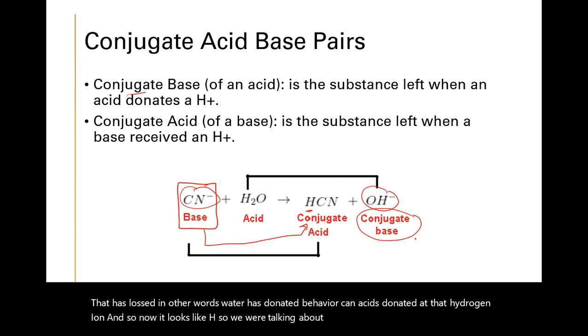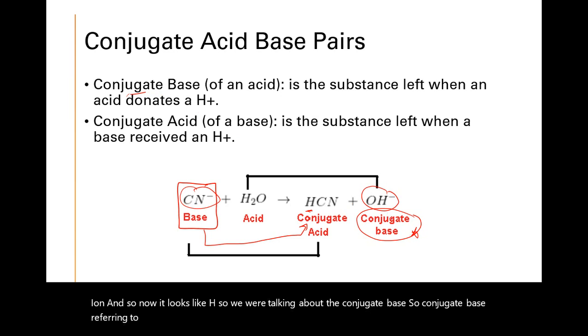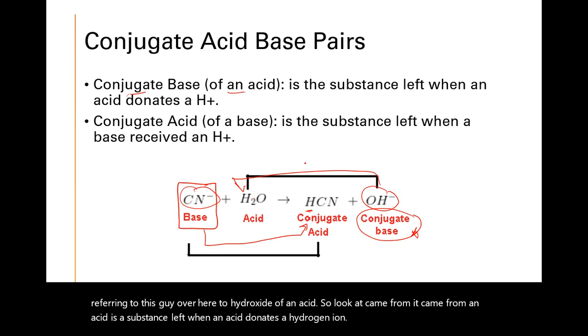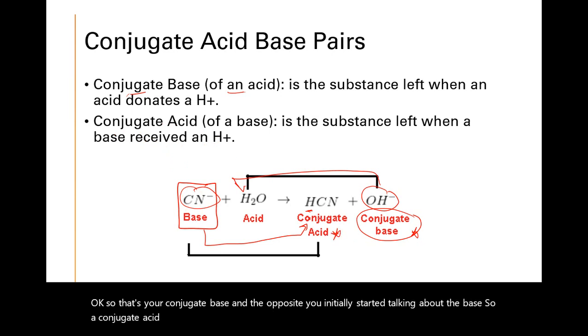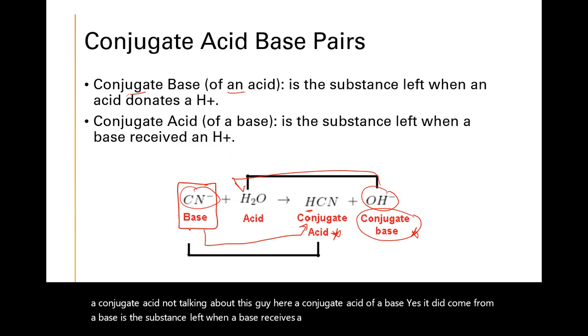So we were talking about that conjugate base. Conjugate base referring to this guy over here, the hydroxide of an acid. So look, it came from an acid, it is a substance left when an acid donates a hydrogen ion. Okay, so that's your conjugate base. And then the opposite, we initially started talking about a base. So a conjugate acid, now talking about this guy here, a conjugate acid of a base, yes, it did come from a base, is the substance left when a base receives a hydrogen ion. So this is your base, it received a hydrogen ion, it is now a conjugate acid.